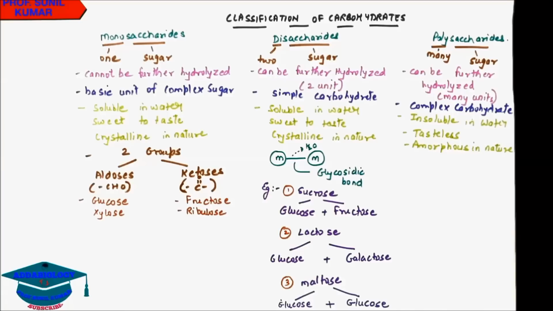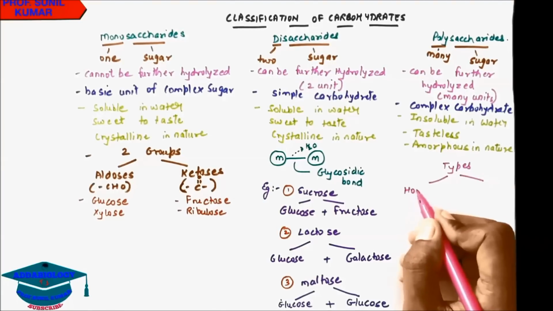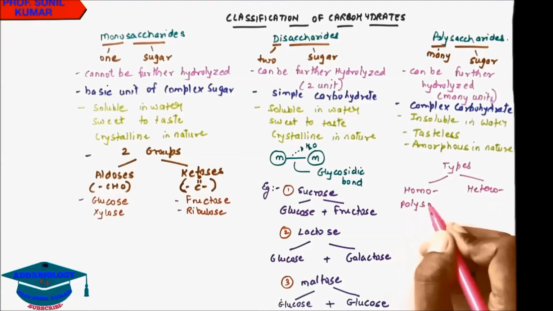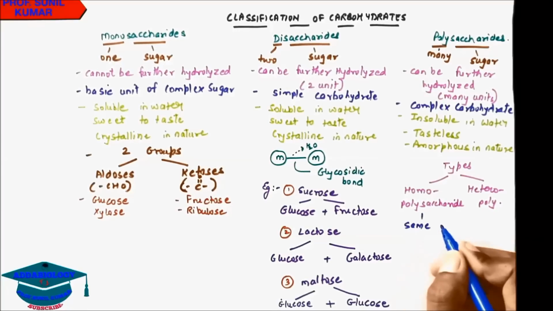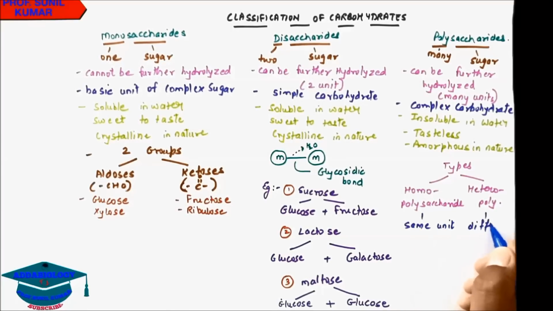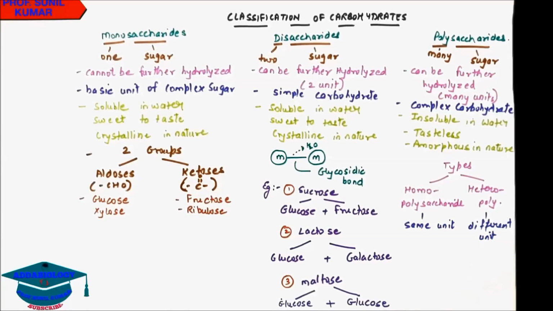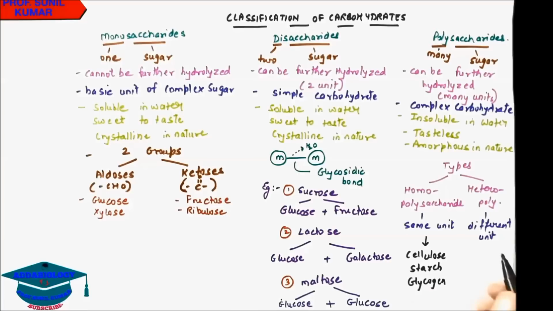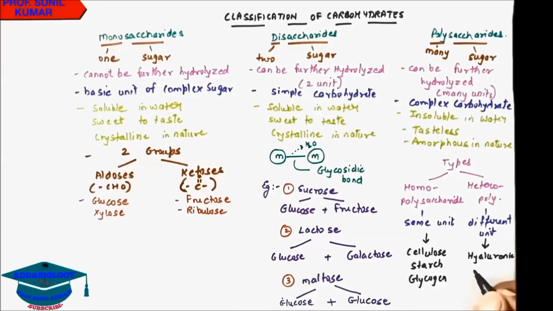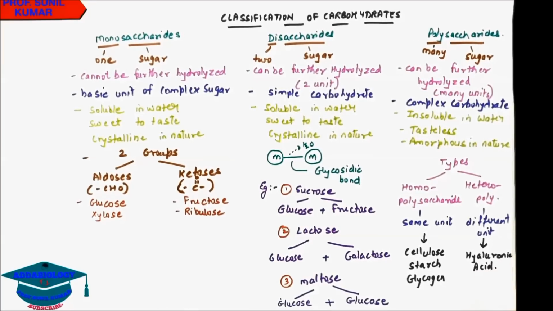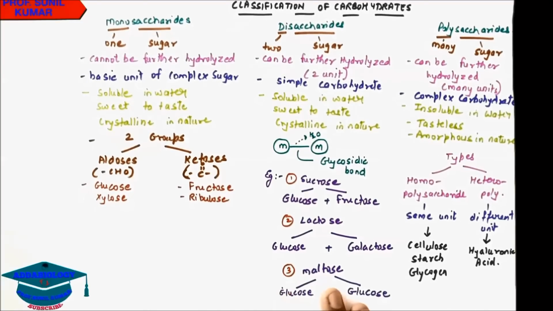When we talk about polysaccharides, there are two types: homopolysaccharides and heteropolysaccharides. Homopolysaccharides have the same units, whereas heteropolysaccharides have different units. Examples of homopolysaccharides are cellulose, starch and glycogen. They are made up of one type of sugar. A heteropolysaccharide example is hyaluronic acid, which is found in the ovum surrounding the corona radiata cells.